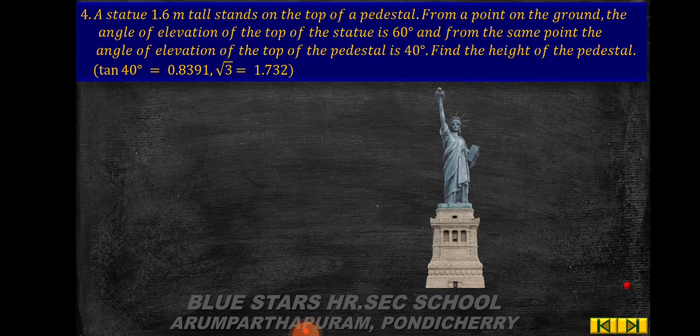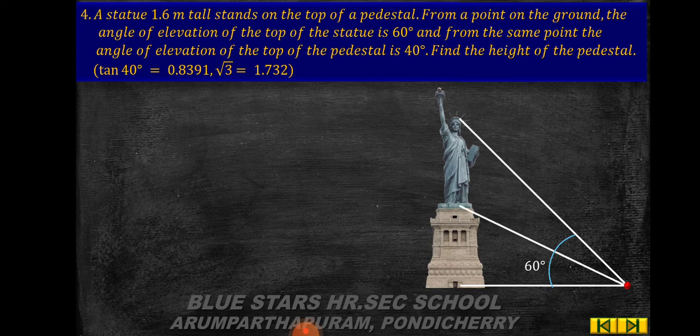So a statue is given. The angle of elevation is 60 degree to the top of the statue, and the angle of elevation of the top of the pedestal is 40 degree. Pedestal is nothing but where the statue has started. Then join the points. The height of the statue is 1.6 meter.